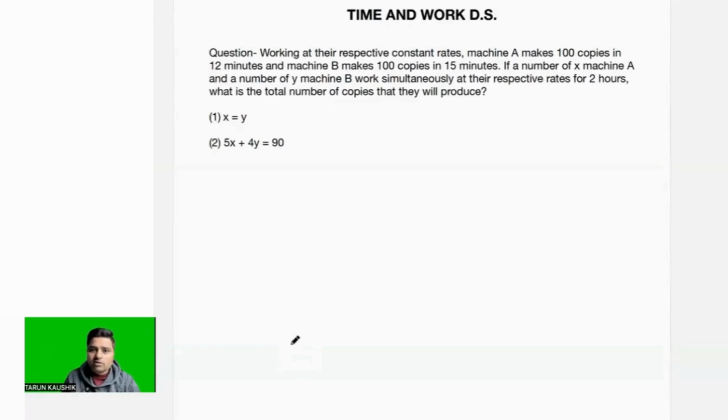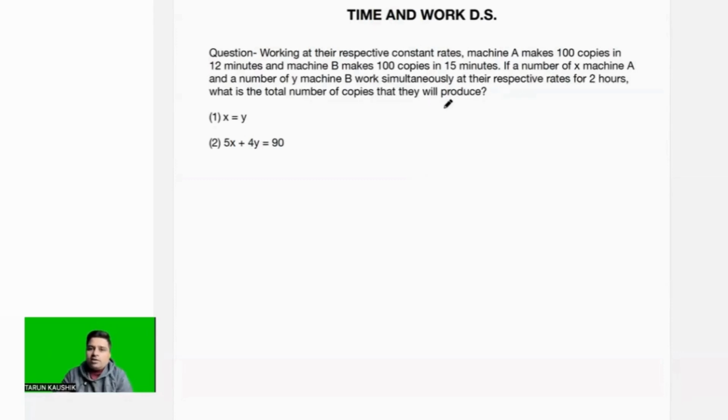Let's discuss the question of the day, which is based on time and work data sufficiency. Read the question. It talks about two machines, machine A and machine B, which were making 100 copies in 12 and 15 minutes respectively. Both the machines worked for 2 hours. There were X machines of type A and Y machines of type B. And ultimately, we need to find out the number of copies made by these two machines.